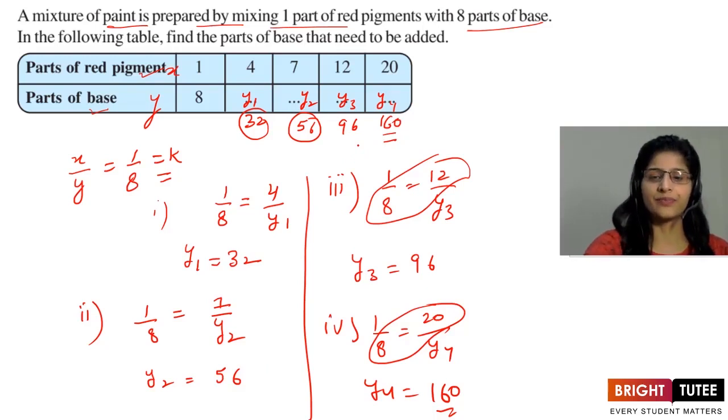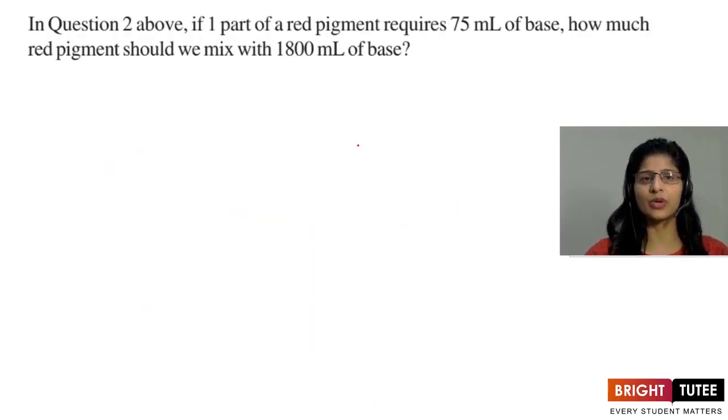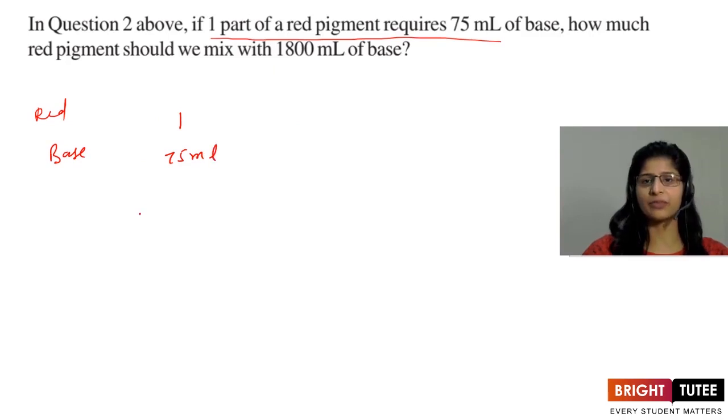Clear? Okay. Based on this same question, there is one more question. If in the question above, 1 part of red pigment requires 75 ml of base, how much red pigment would we mix with 1800 ml of base? We have to calculate this.